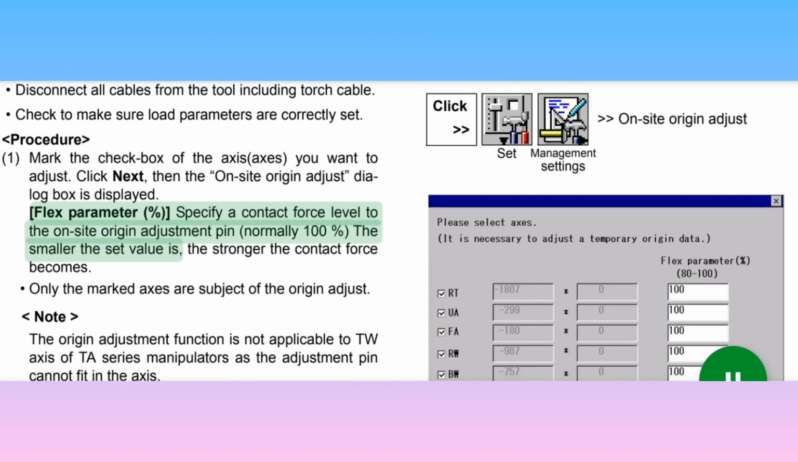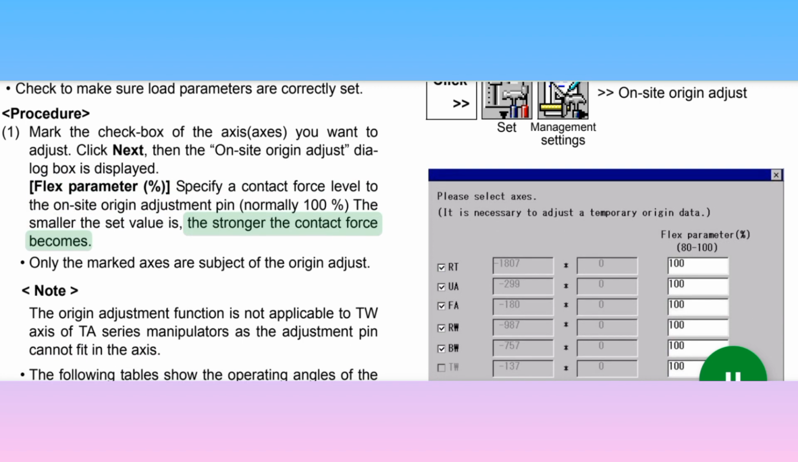Flex parameter, %: specify a contact force level to the on-site origin adjustment pin. Normally 100%. The smaller the set value is, the stronger the contact force becomes.